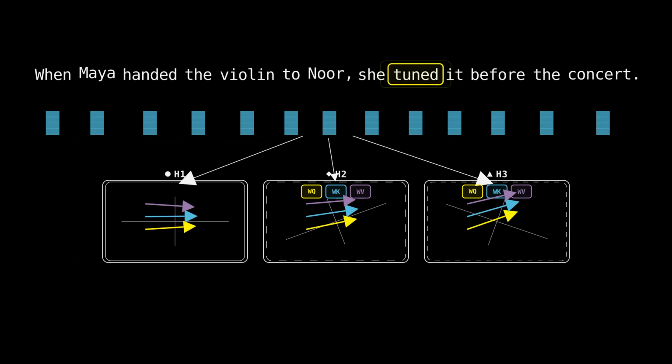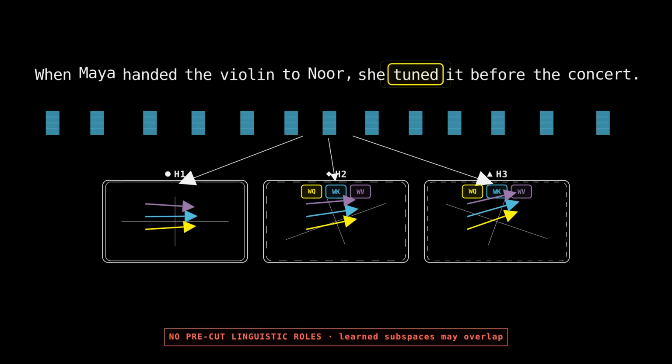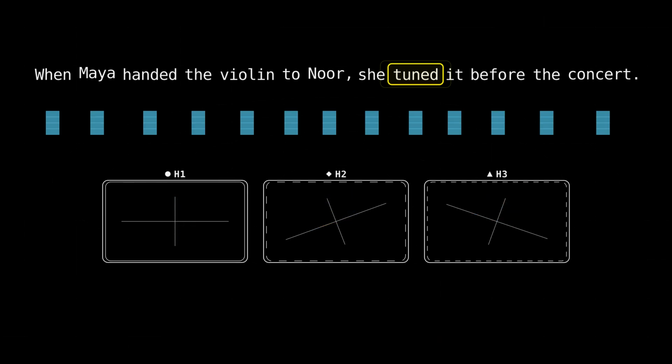These are not pre-cut boxes marked grammar, reference, and meaning. Each projection can mix coordinates from the full input representation. Two heads can even learn overlapping spaces. What changes is the geometry.